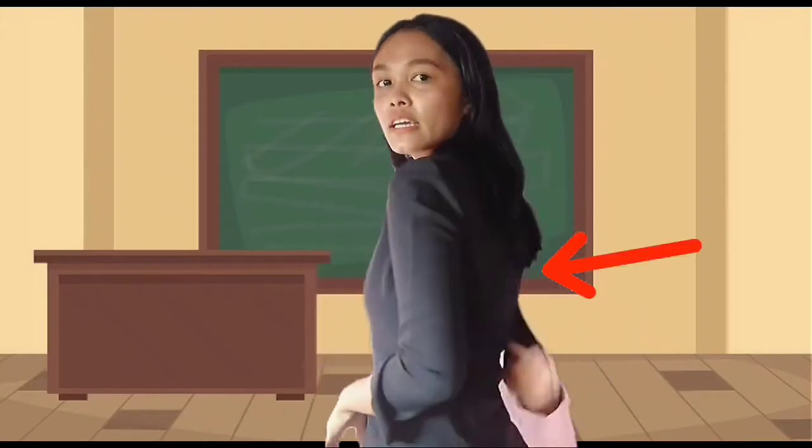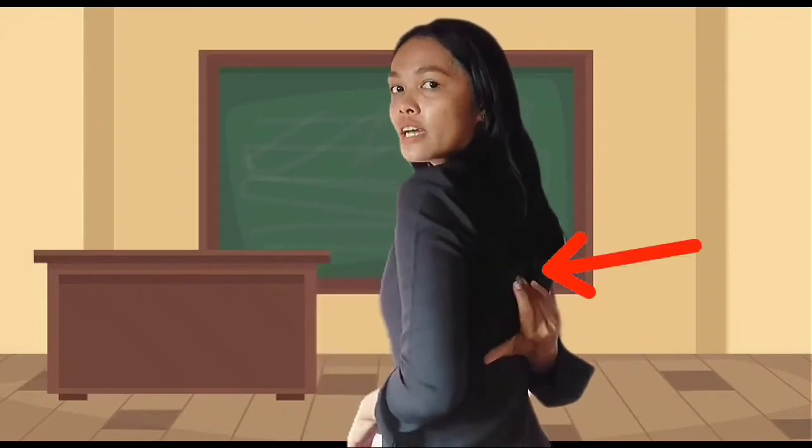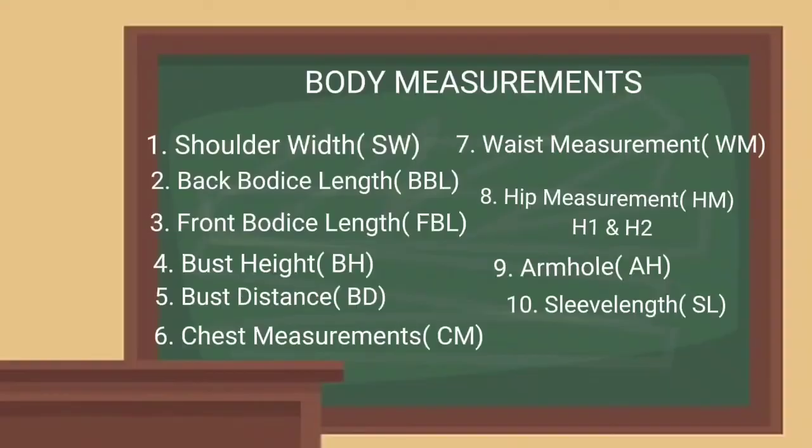The next body point is the blade point, which is located at your back. This is also called the wings. So that will be the last one. Now let's proceed to how to take the body measurements. On my screen, these are the body measurements.